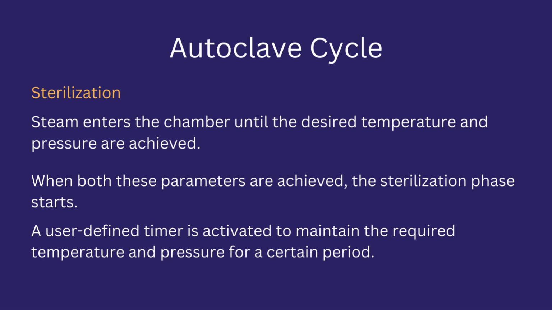Sterilization. Sterilization is the middle step in the process, and in this stage, steam enters the chamber until the desired temperature is achieved. Pressure is also controlled to assist in temperature across the chamber. When temperature and pressure are according to the specification, sterilization is started. Since the sterilization temperature has to remain for a specific time, a timer starts to ensure the temperature for a specific time.